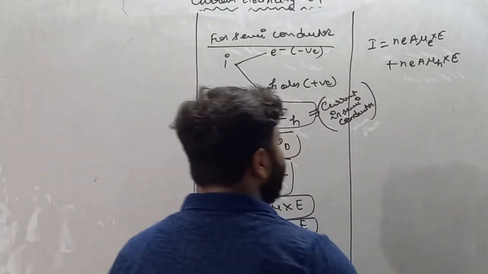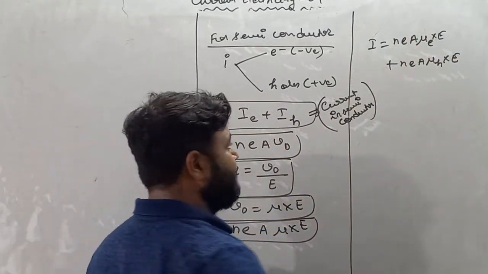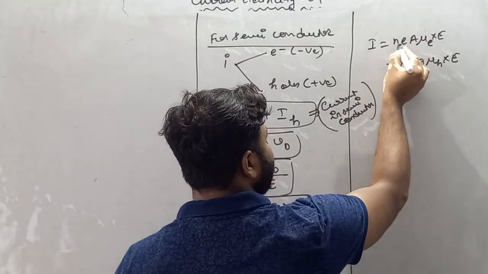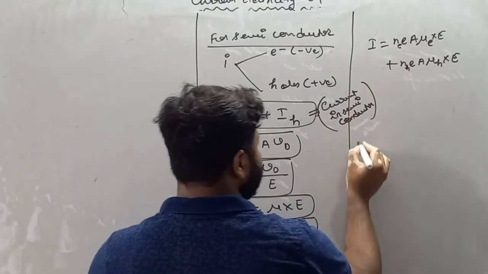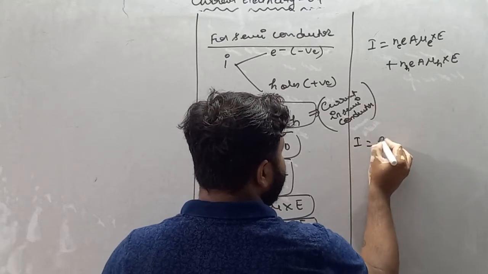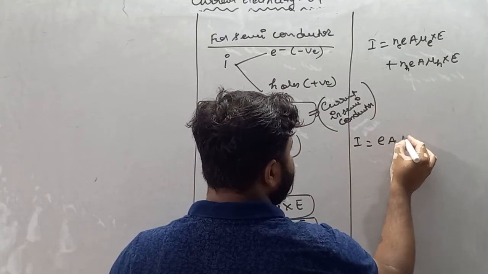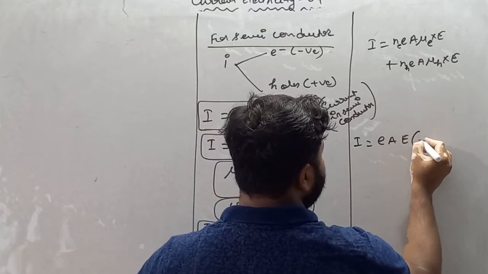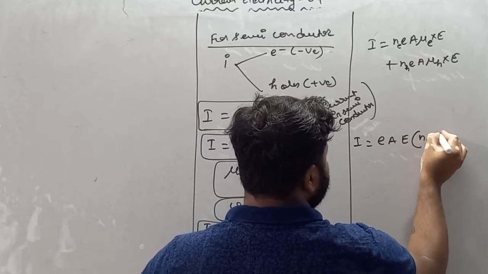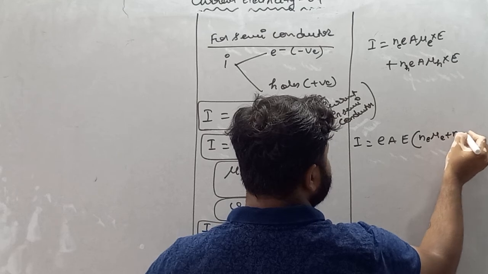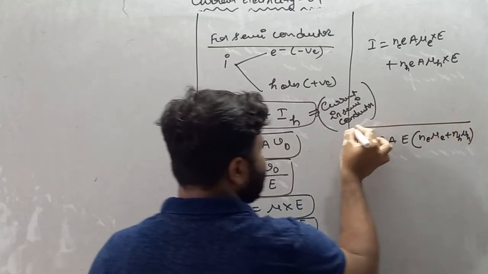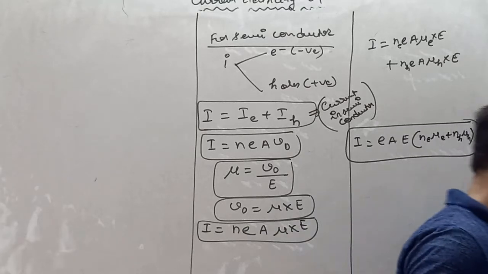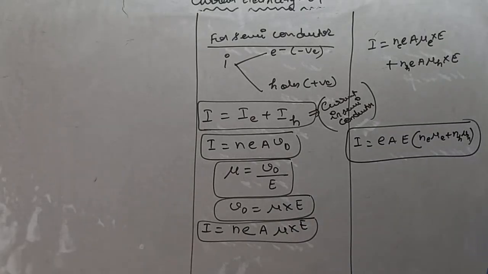Now see my dear students, n is basically the number of free electrons and this n is the number of holes. So I'll write n_e and n_h. So what we'll get: I = eAE (n_e μ_e + n_h μ_h). This is the relation of current and mobility for a semiconductor. I hope you all understand this equation as well, my dear students.